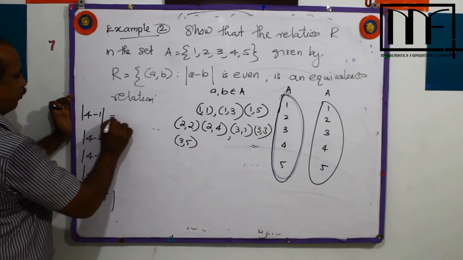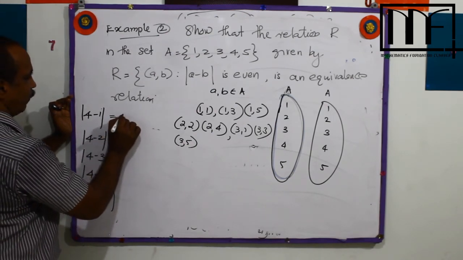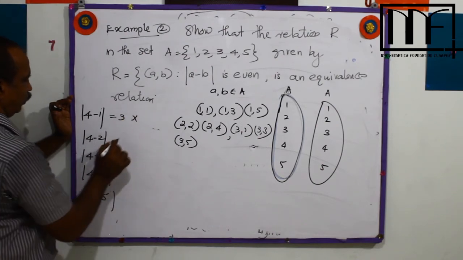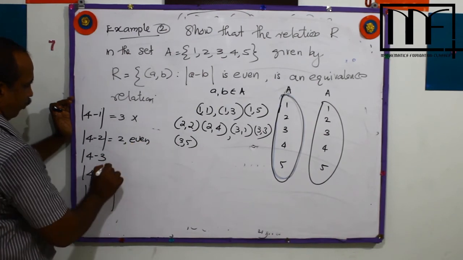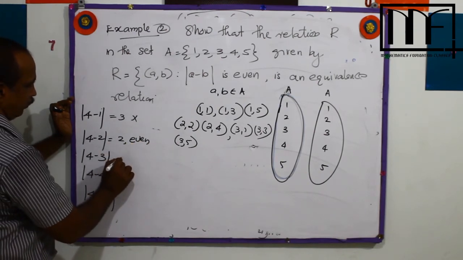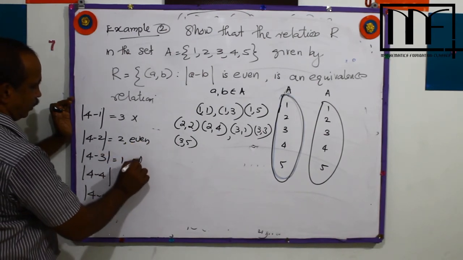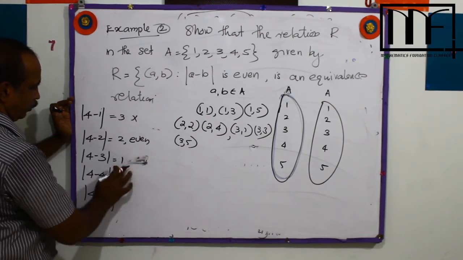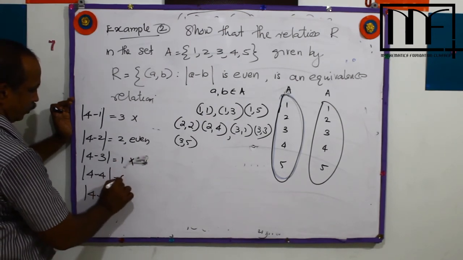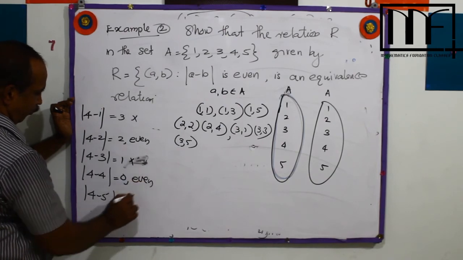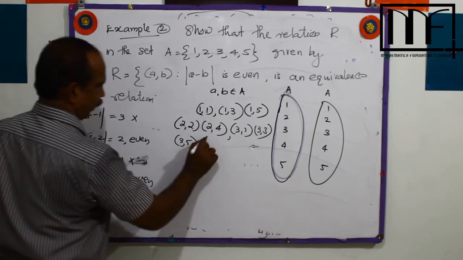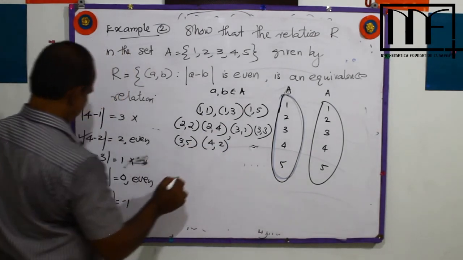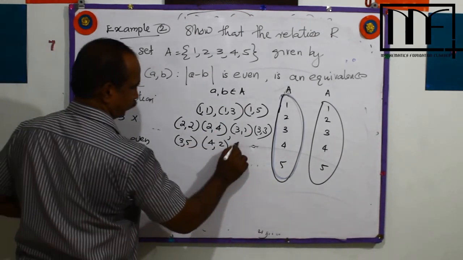4 minus 1 is 3, which is odd number, so we don't take it. 4 minus 2 is 2, even number. 4 minus 3 is 1, which is odd number. 4 minus 4 is 0, even. 4 minus 5 is negative 1, odd number. So we have 4 and 2, one pair, and then 4 and 4.